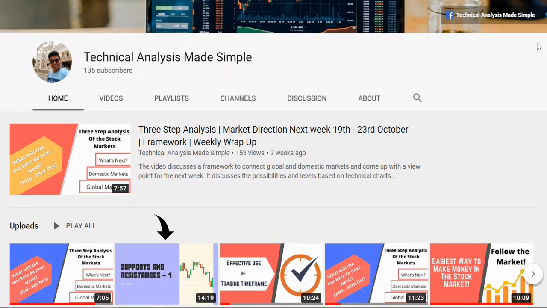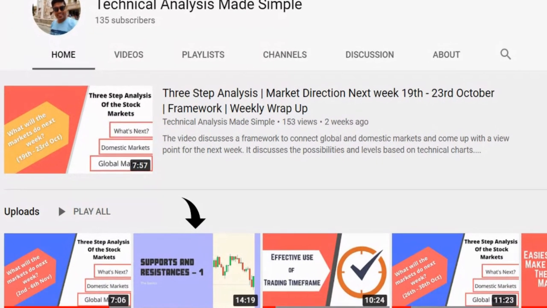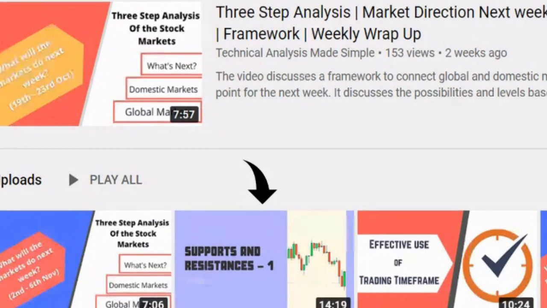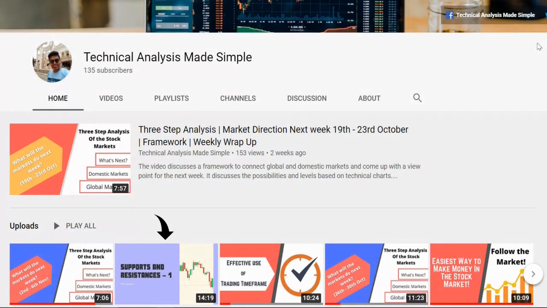In this video, we will be talking about demand and supply zones, which is a little refined form of support and resistance. It provides a better idea and better placement of your trade. But before that, if you haven't watched the first part of support and resistance, which is marked here, then please go and watch that first.